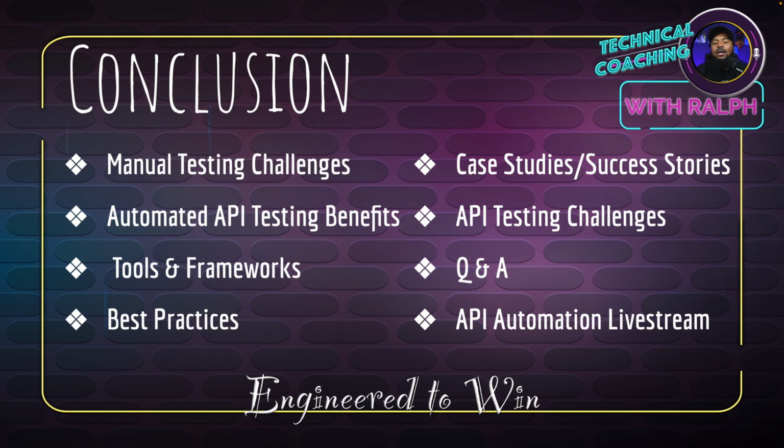All right, so let's wrap it up. In conclusion, we had our recap of the previous weeks. We spoke about manual testing challenges, the benefits of API automated testing, and the tools and frameworks that we use for API testing. And trust me, there's way more, but I'm just going to cover those because they're the most popular. The best practices for API automated testing. We looked at some case studies and success stories of API automated testing. We spoke about some challenges you might run into when automating API testing.